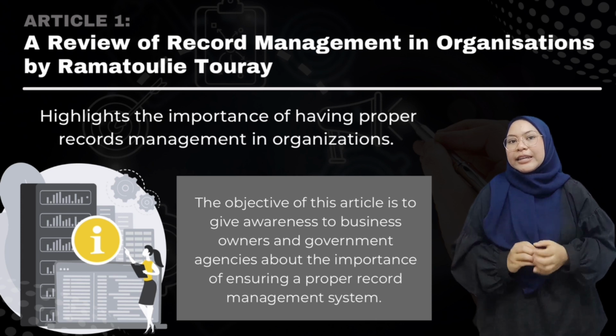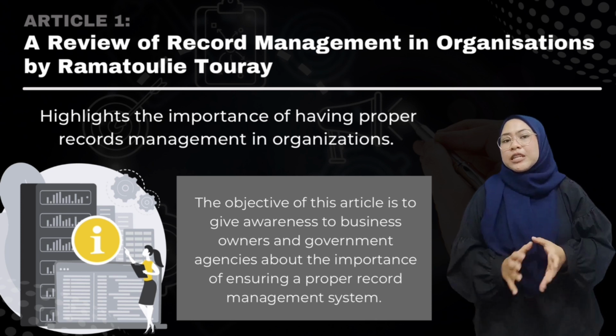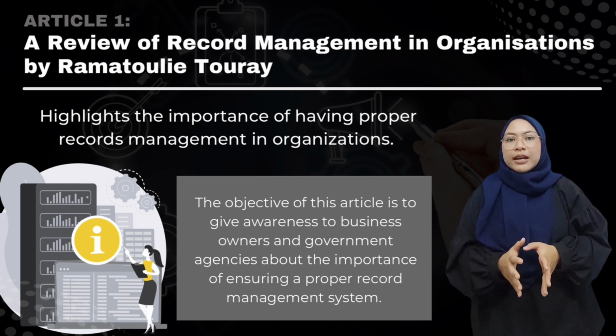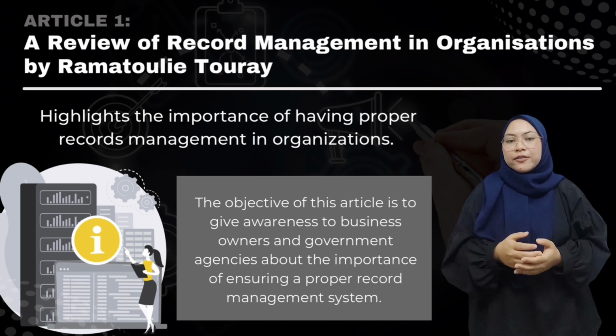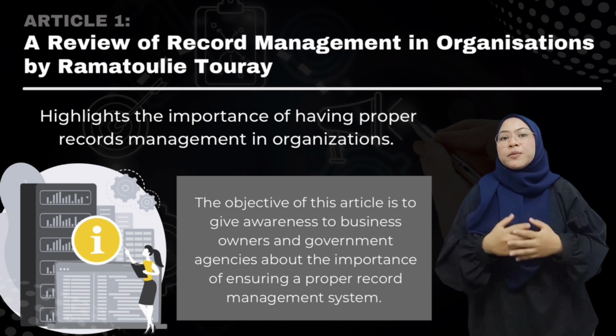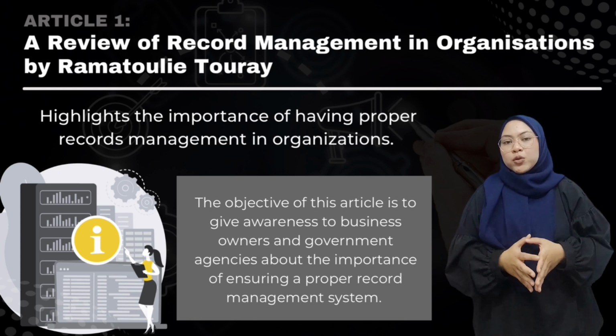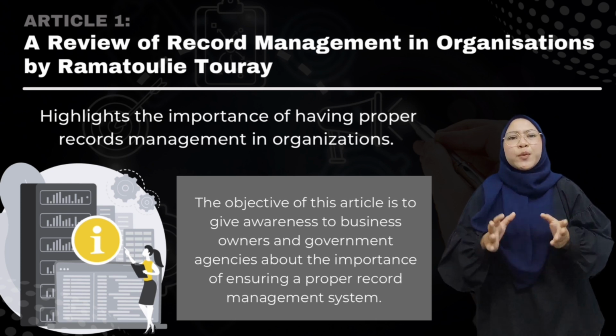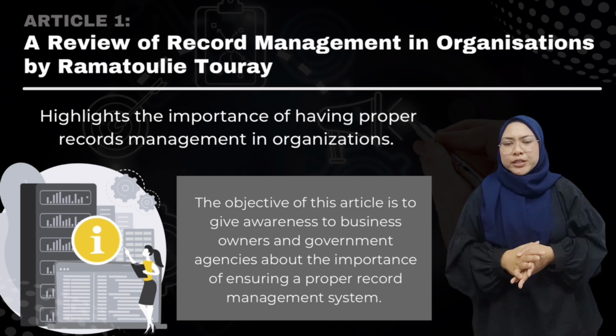Okay, the first article is A Review of Record Management in Organization. This article highlights the importance of having proper record management in organizations. The author uses a systematic literature review that relies on secondary sources to identify current practices and challenges of record management in industry. The objective of this article is to give awareness to the business owners and government agency about the importance of having a proper record management system.